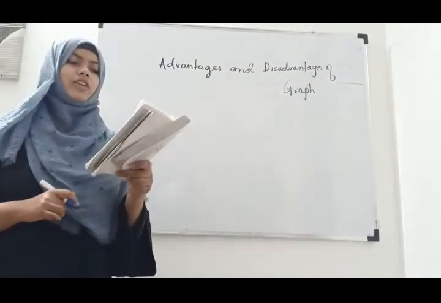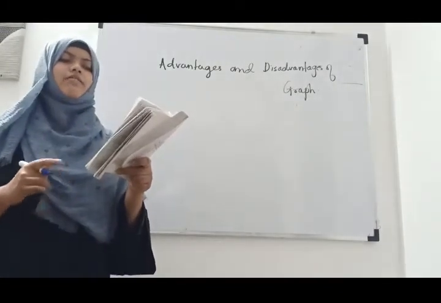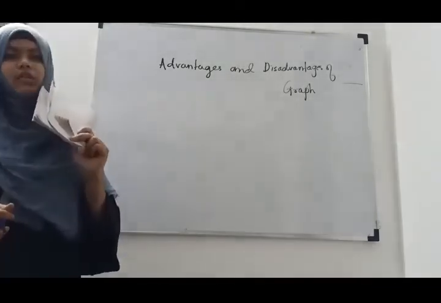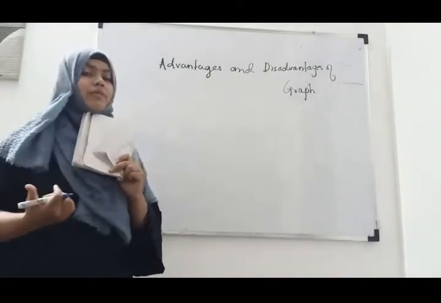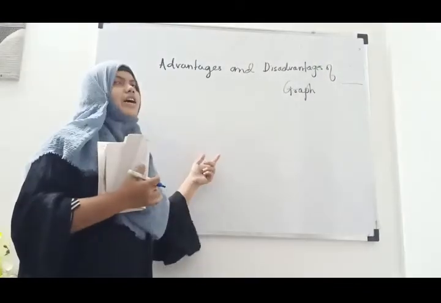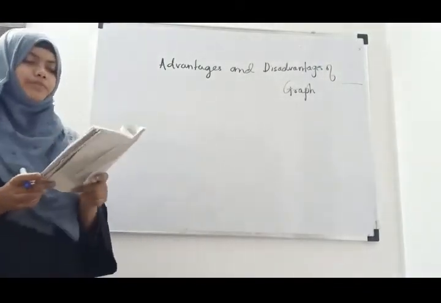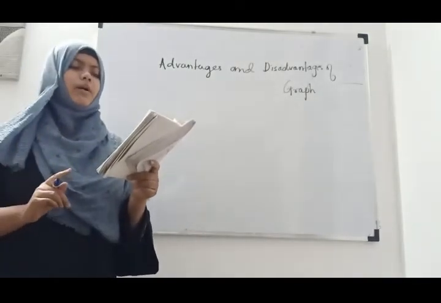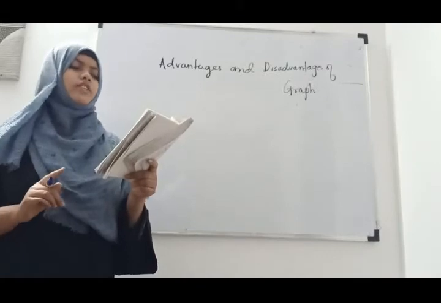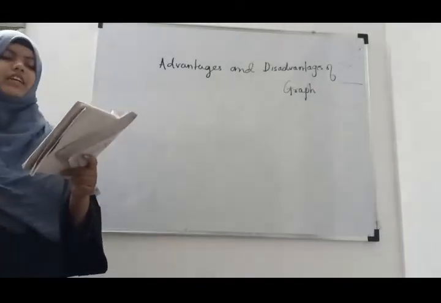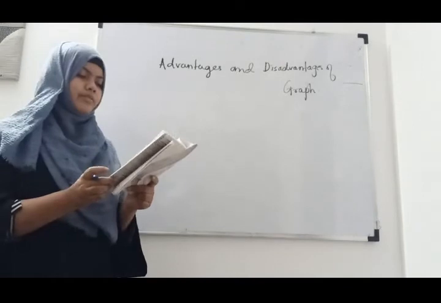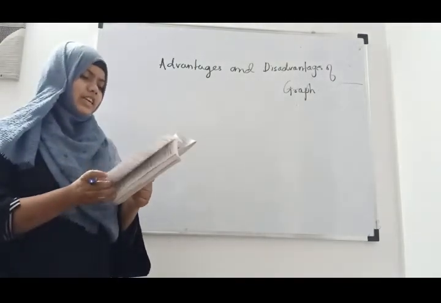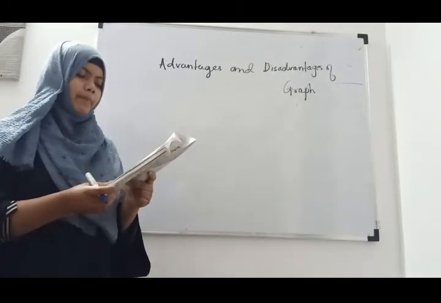Now the limitation: using the graphs we find the values approximately, while tables give the exact value. So with the help of the table you can find out the exact value, but the graph gives the approximate value. And the second disadvantage, graphs give only a general idea about the phenomenon, which is not sufficient for further statistical analysis. So these are the advantages and the disadvantages of the graph.